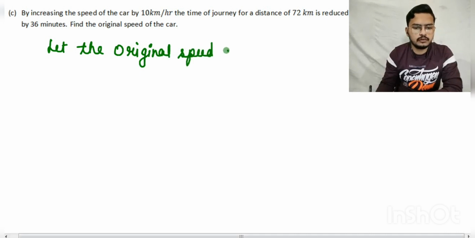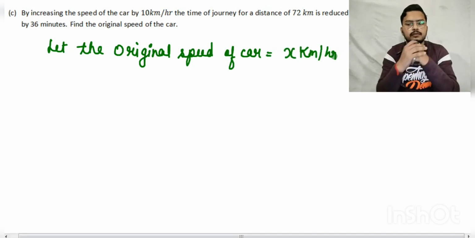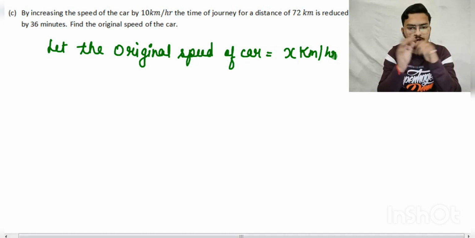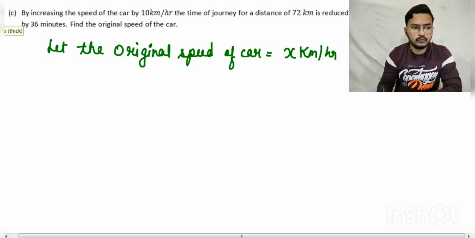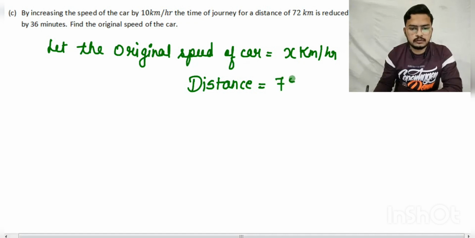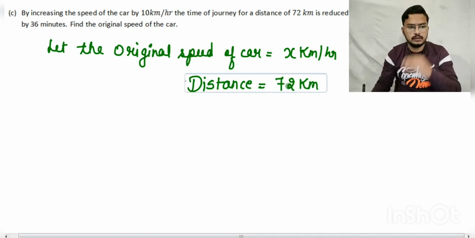Let us consider the original speed of the car as x kilometers per hour. So that is the original speed of the car. Now, we have to go a certain distance. The distance is given: 72 kilometers is the distance that this particular car has to move.